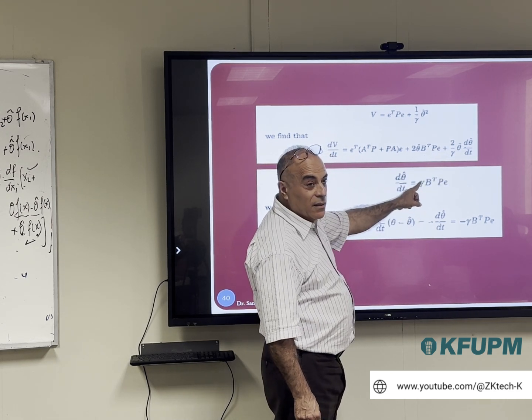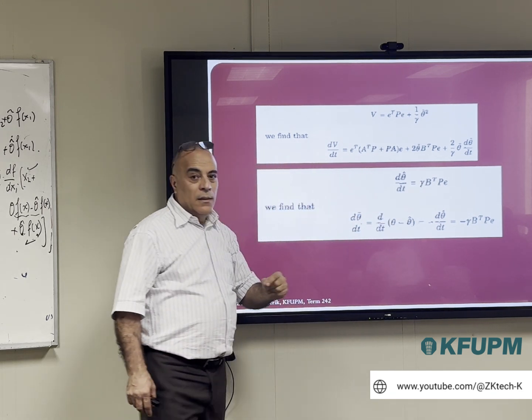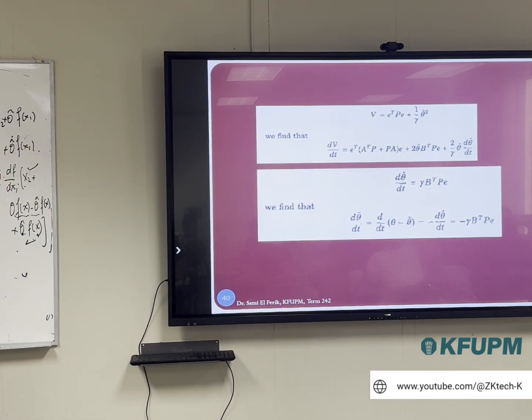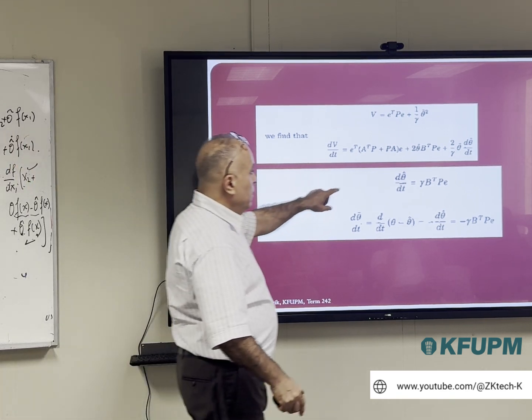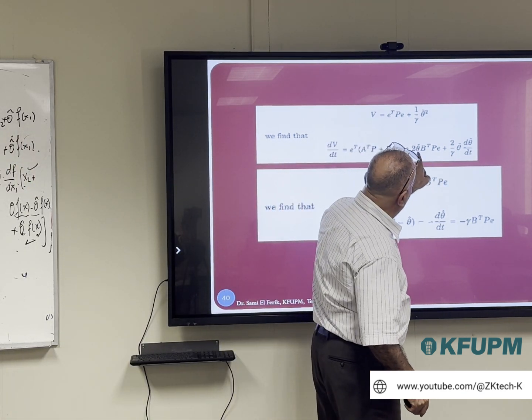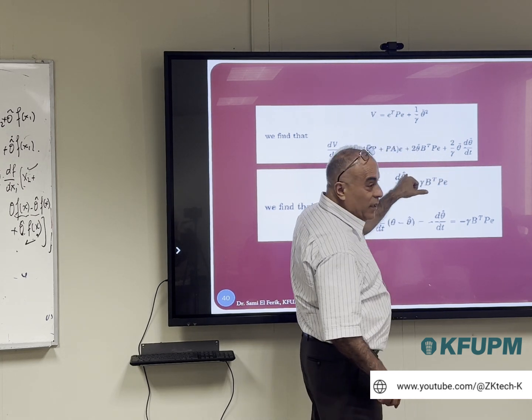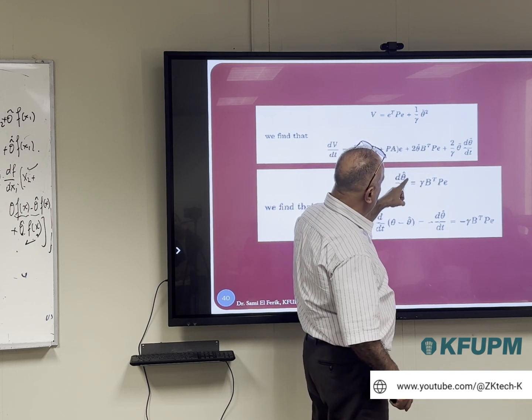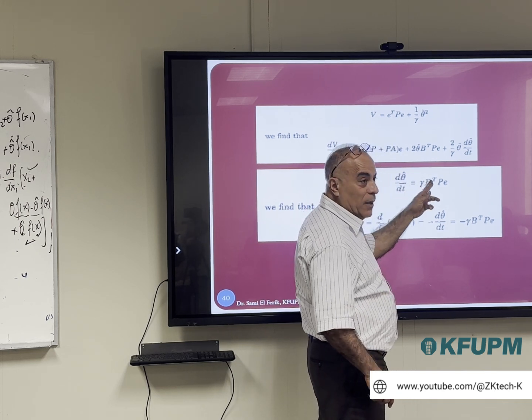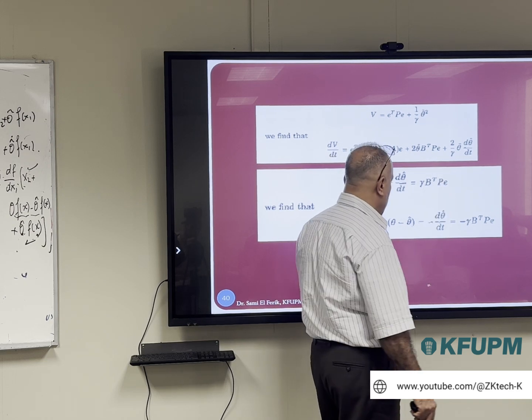Why do you have a plus here? Why do you have plus gamma multiplied by B transpose PE? Because we have theta tilde equal to theta minus theta hat. In fact, the derivative of theta tilde is equal to minus B transpose P multiplied by E. But since we are interested in theta hat in the controller, the derivative of theta hat will have a minus multiplied by minus. So this is why I have a plus here.